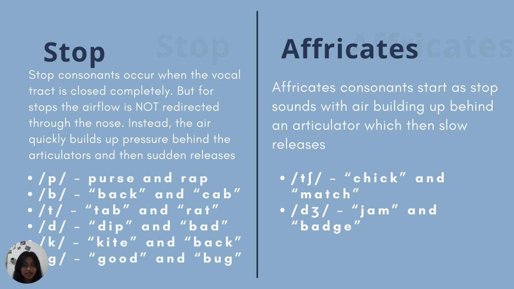The next is affricates. Affricate consonants start as stop sounds with air building up behind an articulator, which then slowly releases. The sound is slowly released. For example, ch, as in the word chick. So it's like that. As simple as that.